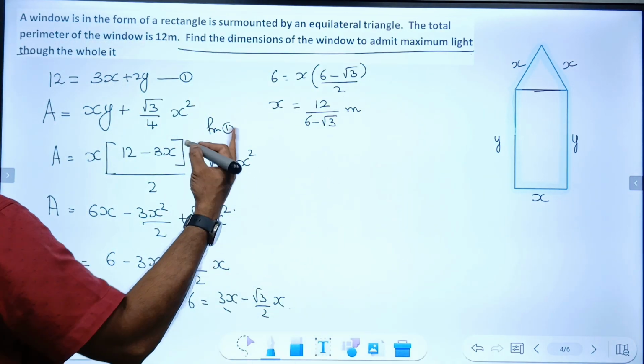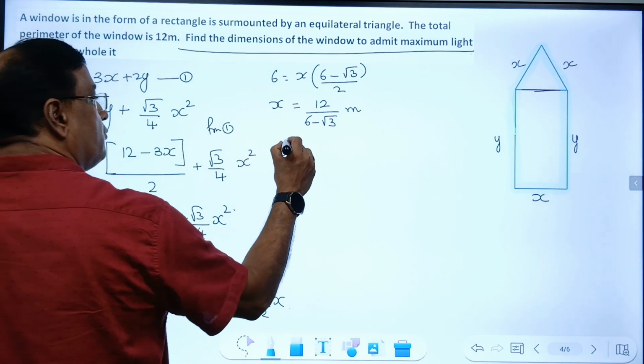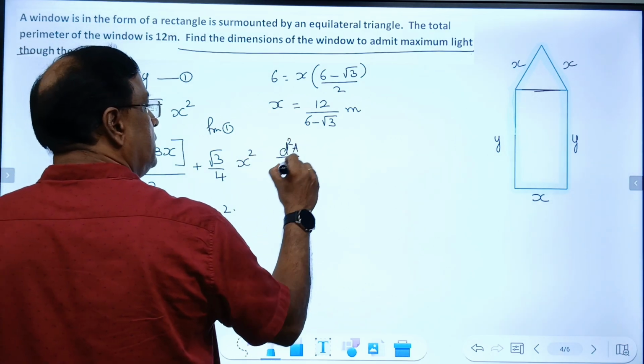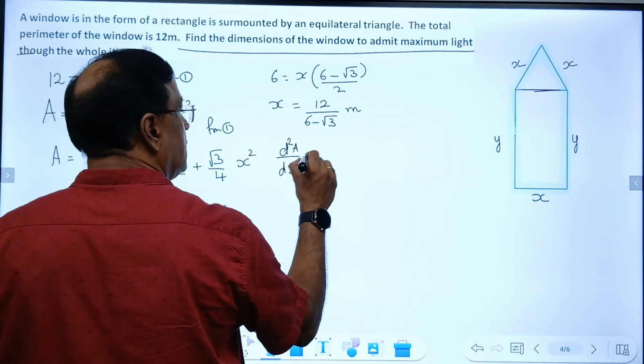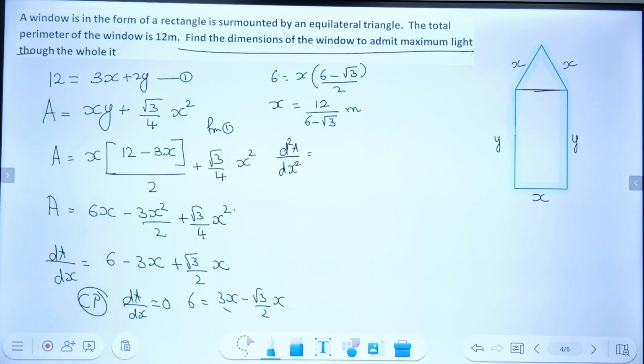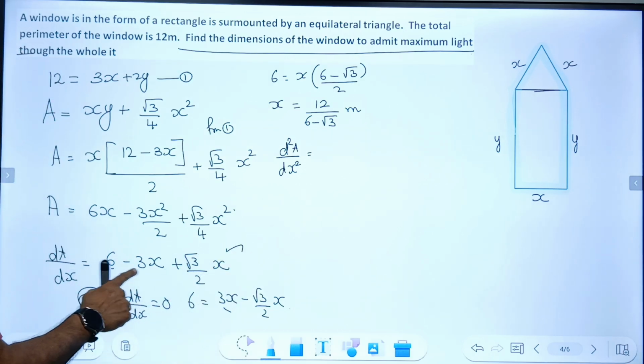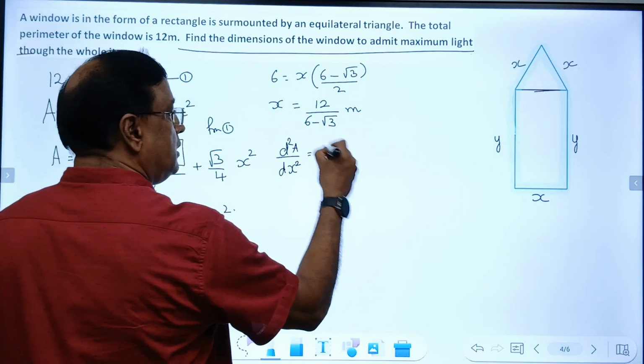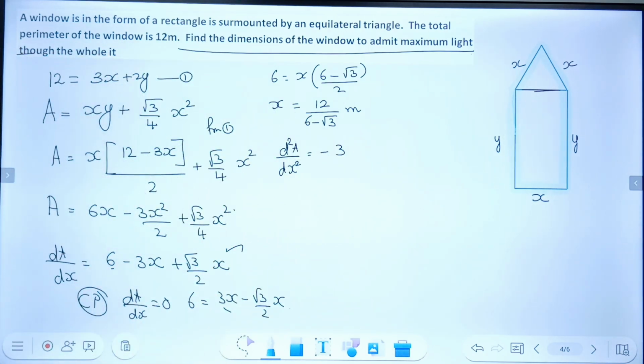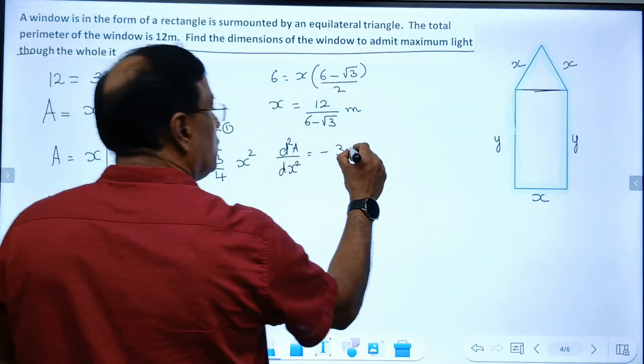Now how do I know that area is maximum? I have to go for second derivative. d square A by dx square. And what is d square A by dx square? Differentiation of 6 is 0 and differentiation of minus 3x is minus 3 and the differentiation of root 3 by 2 x will be root 3 by 2.